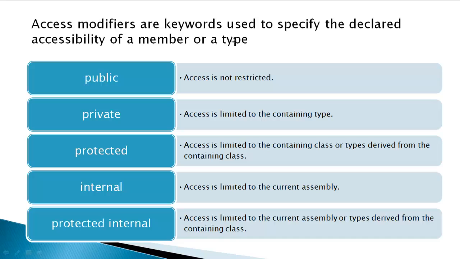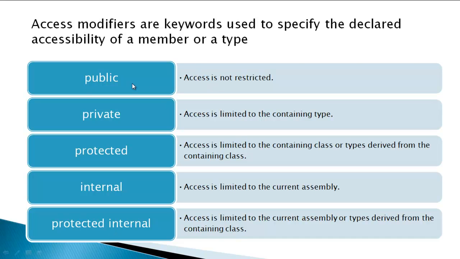Access modifiers are keywords used to specify the declared accessibility of a member or a type. In simple words, using access modifiers, you can specify the visibility of a member. It means it should be visible inside the class, or an inherited class, or outside the assembly. There are 5 access modifiers available in .NET: public, private, protected, internal, and protected internal.